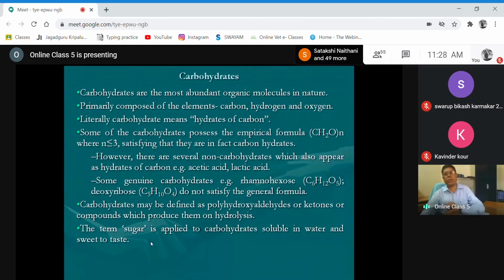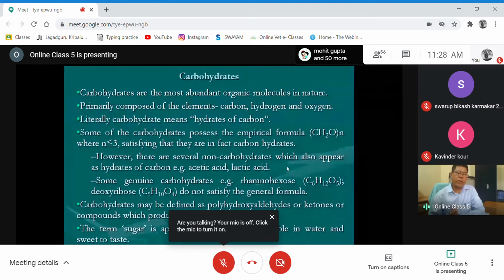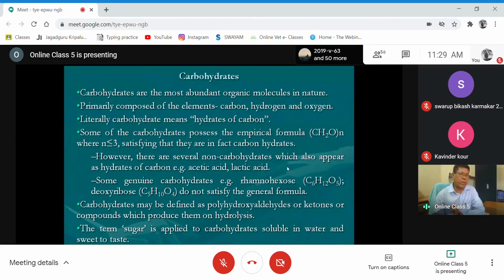There are several non-carbohydrates which appear as hydrates of carbon, like acetic acid and lactic acid. Some genuine carbohydrates, that is rhamnohexose and deoxyribose, do not satisfy the general empirical formula given, that is (CH2O)n. But we know that these are carbohydrates. That means we cannot say that all carbohydrates should fulfill this empirical formula. So two things we have found here: there are some compounds which are hydrates of carbon but not carbohydrates, because of which we cannot call carbohydrates the hydrates of carbon. Secondly, there are some genuine carbohydrates which do not fulfill the empirical formula given for carbohydrates.